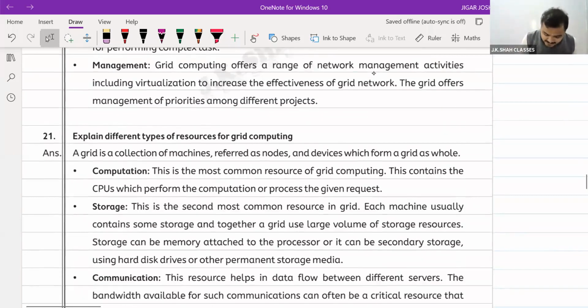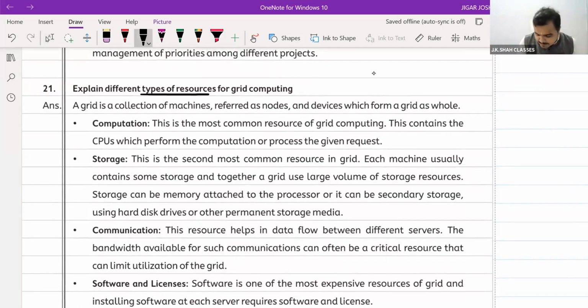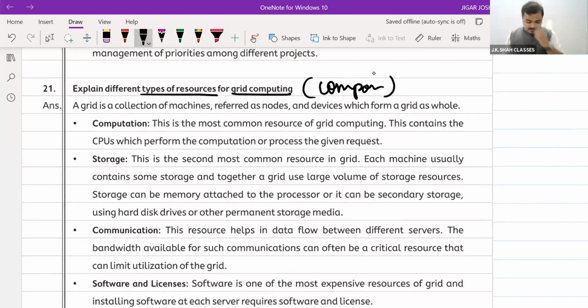Okay. Types of resources for grid computing. In bracket, please mention components of grid computing.